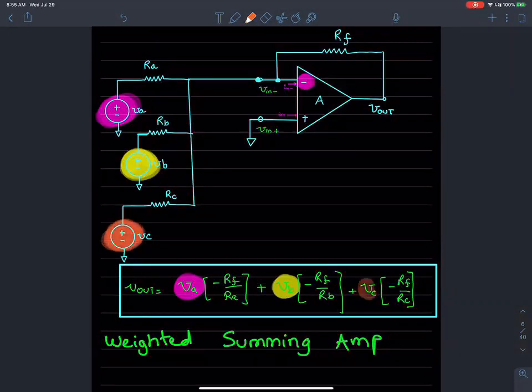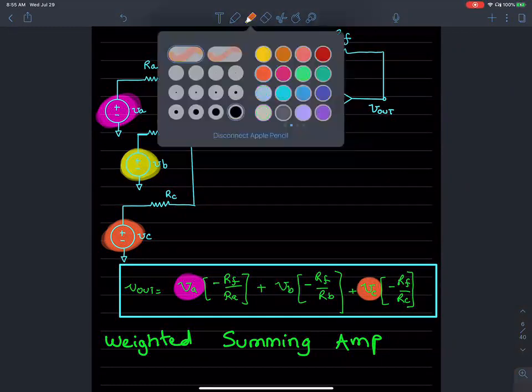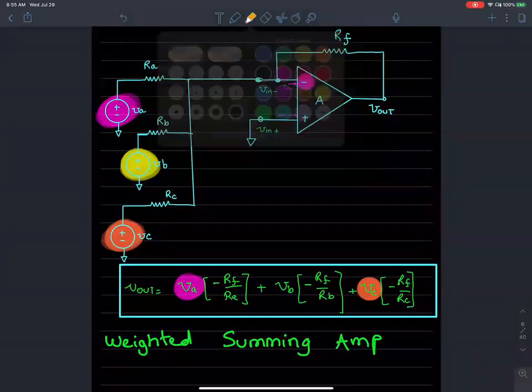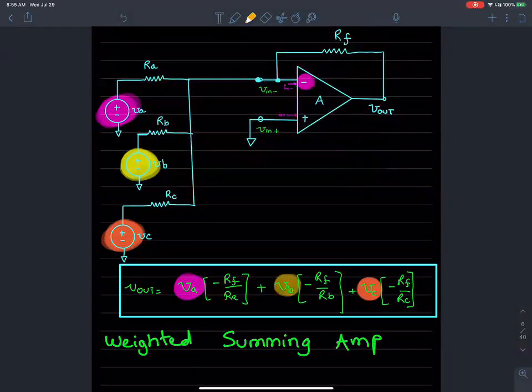Okay, that guy showing up over here. Okay, so there are 3 inputs. Each of those inputs are showing up in the output as being added. Okay, the 3 inputs are being added. And how are they added? They're not simply added, they're added by some kind of weight. Okay, there is some weight over here.